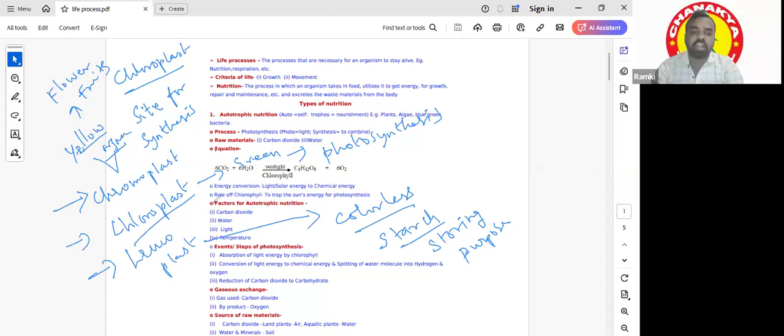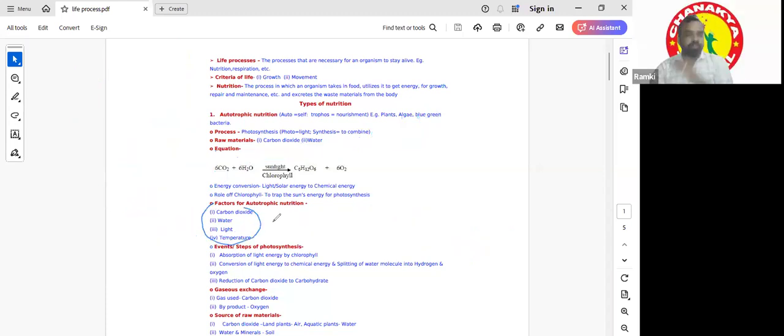Okay, these are all the factors which affect the photosynthesis process. So we already know carbon dioxide and water are both raw materials. In the presence of sunlight only, photosynthesis may happen. There are three processes happening in photosynthesis. The first one is absorption of light energy by the chlorophyll, then the conversion of light energy into chemical energy, then reduction of carbon dioxide into carbohydrate.